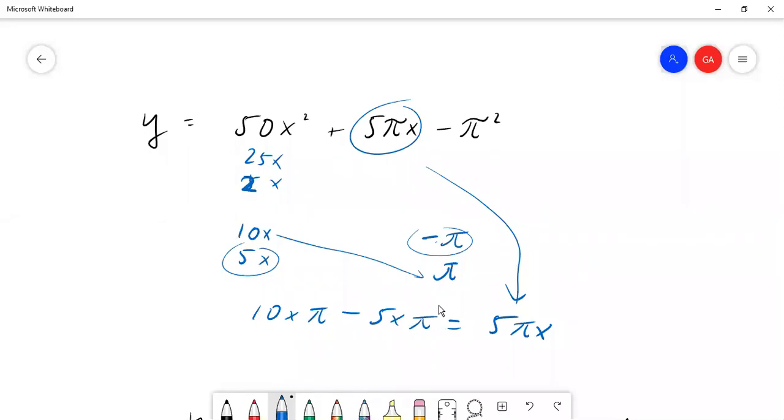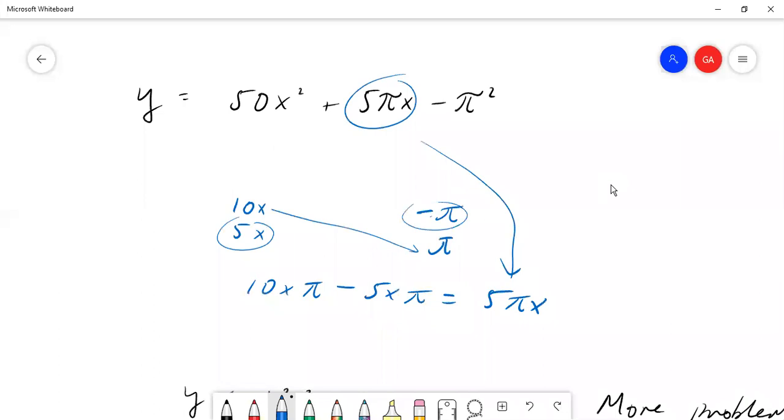Like Adi suggested, some other factors, like 25x and 2x, would not have worked. But honestly, this is very much trial and error. We are guessing solutions. We have some constraints, but this is not a general solution, right? If you want to get the solution to a quadratic equation the first time, then you're confined to the quadratic formula. But anyway, your factors would be 10x minus pi times 5x plus pi.